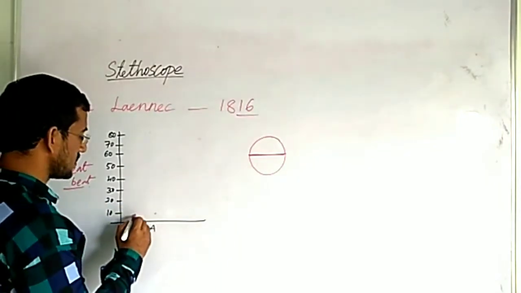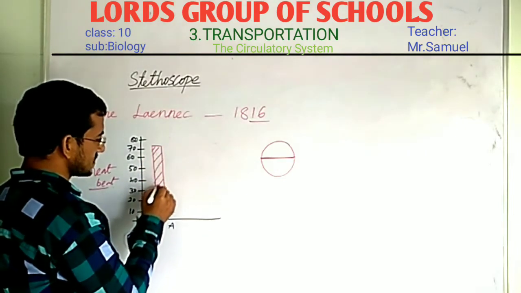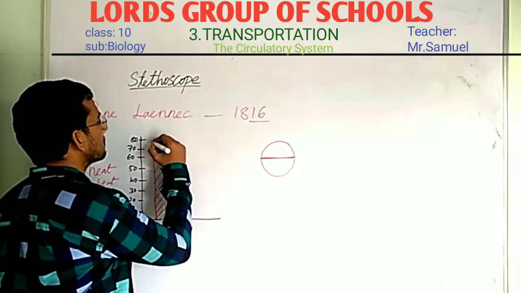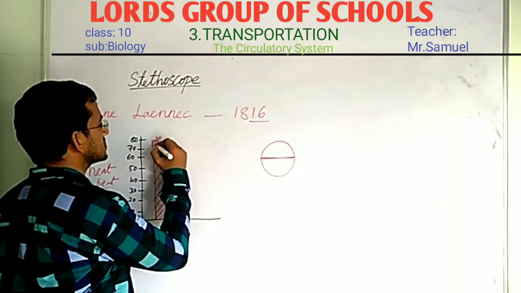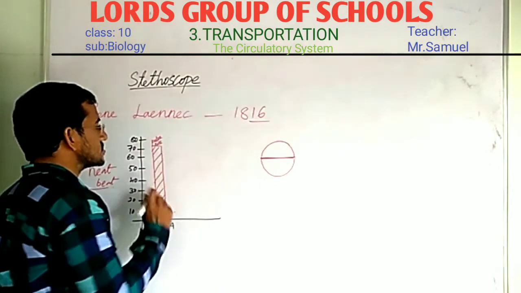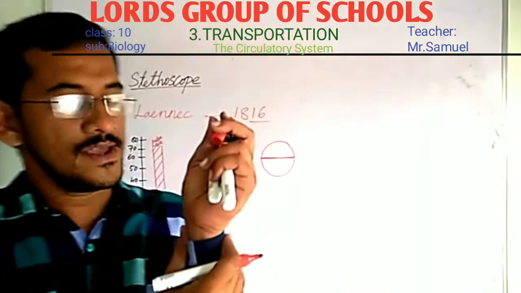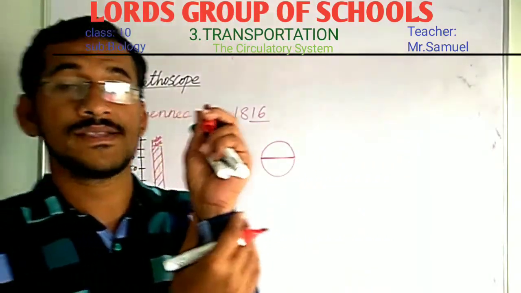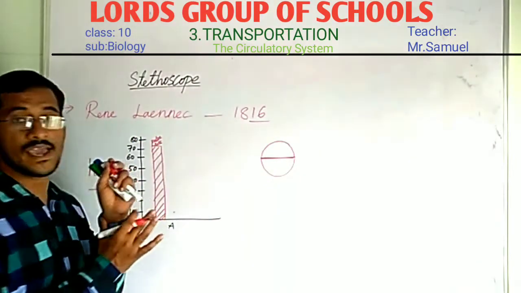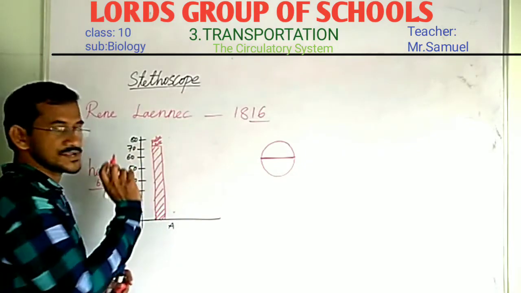For 1 minute, this graph will indicate the pulse rate. So what is pulse rate? You check here, keep the hand here and observe the rhythmic beatings. Check the pulse here, and per 1 minute how many times you get this rhythmic beating, you observe, and that is 72 times.